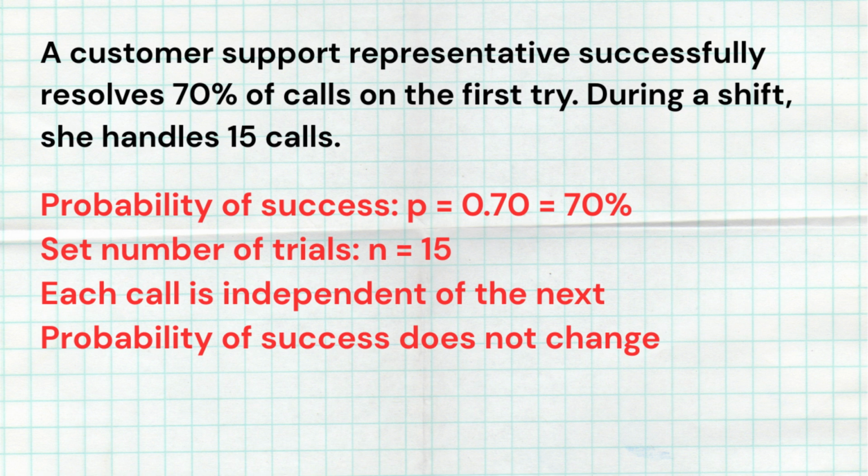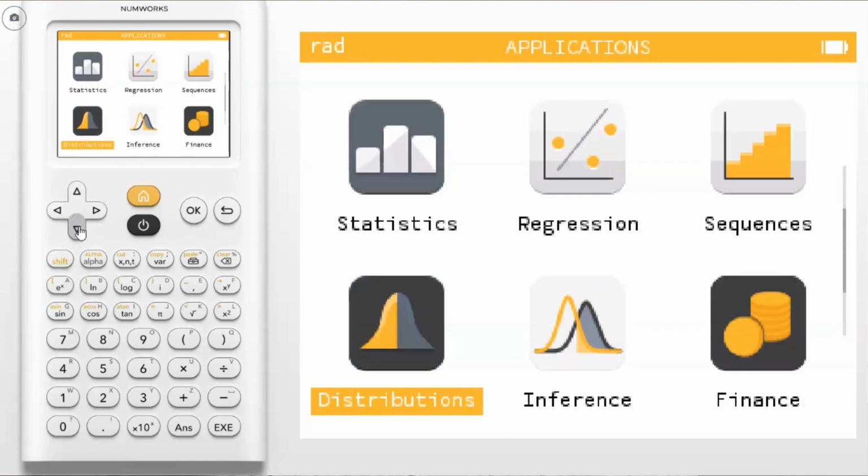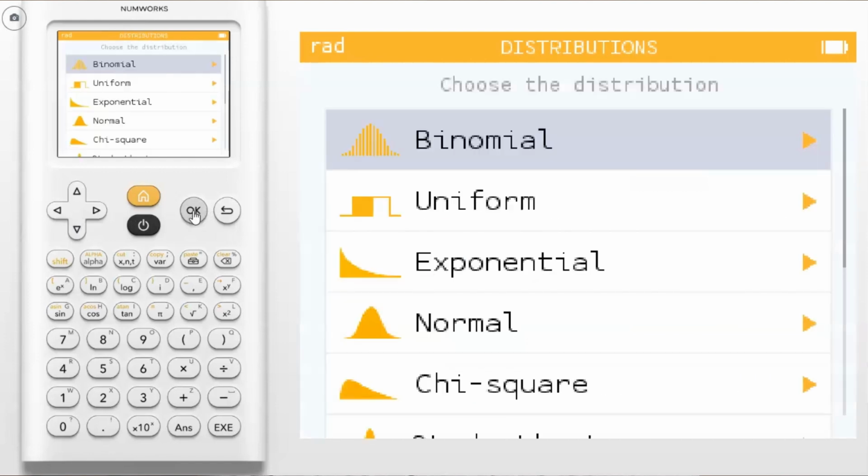All right, let's jump into our NumWorks calculator right now so we can see exactly how we're going to solve these 3 questions with it. The first thing we're going to do from the home screen is scroll down to the distributions app. Now there's several different distributions you might work with. Hopefully you recognize the normal distribution, and later on we'll use the chi-squared distribution. But right at the very top is the binomial distribution.